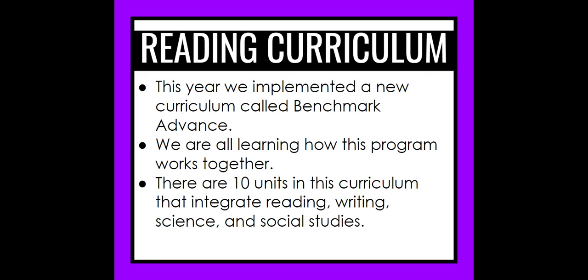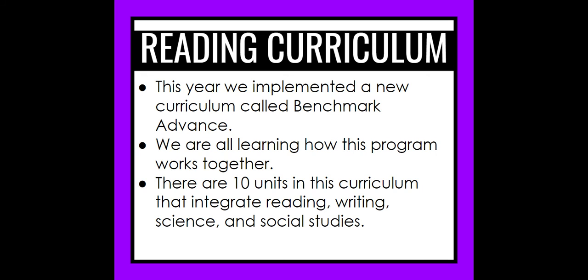There are 10 units in this curriculum, and they're really great because they integrate everything with reading. So it's reading, writing, science, social studies. So it's got this interdisciplinary approach that covers a wide variety of topics that they're going to learn about in these units. So our first unit was on plants and animals in their habitats, and we're wrapping up that unit this week. And next week we will start unit 2, which is on characters facing challenges. So look for information coming home soon about our new unit.